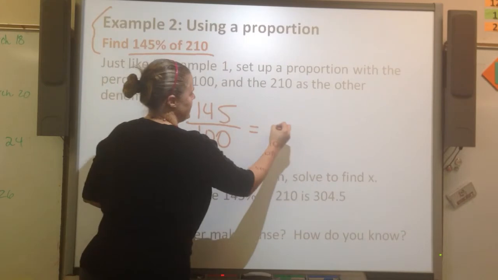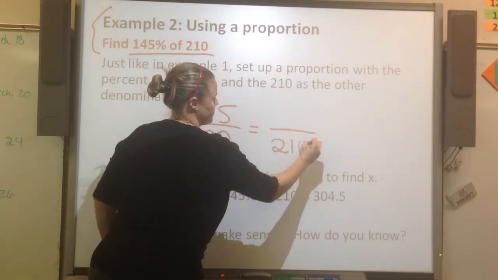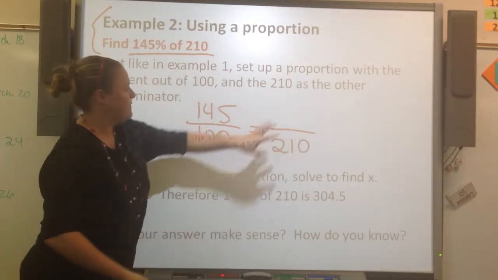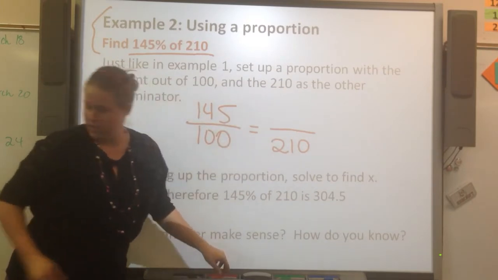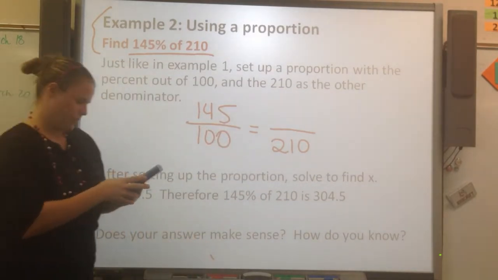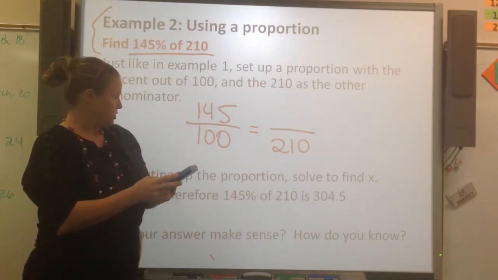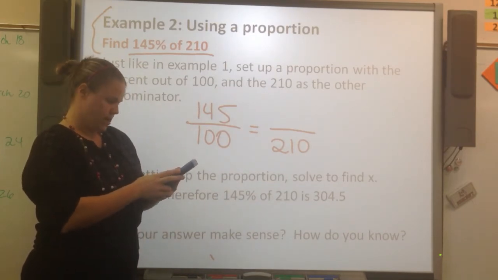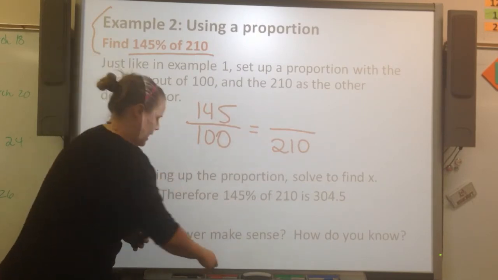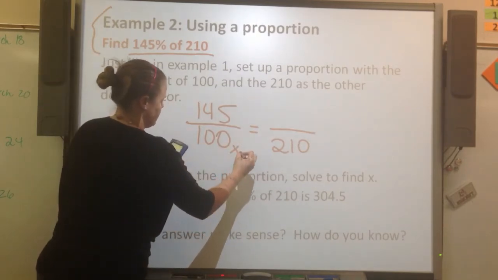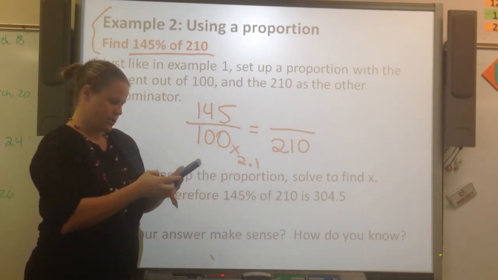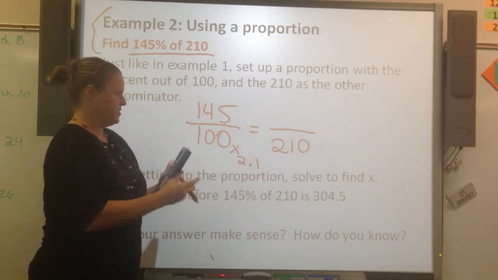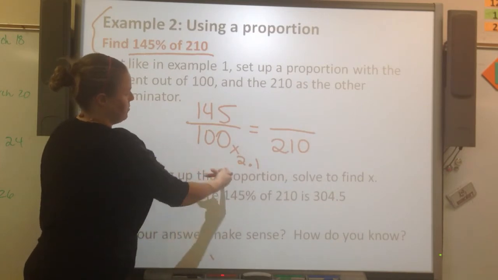So again, 210 is my total, and I want to find out what the piece is, what 145% of this is. So I'm going to get my calculator and do 210 divided by 100 to see how I got there. And I did that by multiplying by 2.1. I'm just going to double check. 100 times 2.1 does equal 210. So what you do to the bottom, you do to the top.